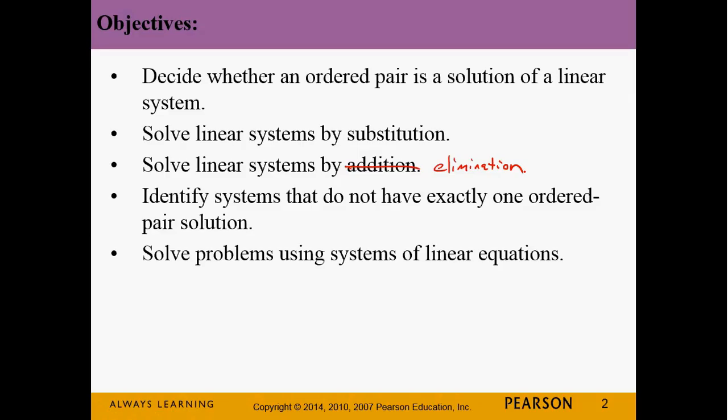Identify systems that have one solution, identify systems that have more than one solution, identify systems that have no solution. Okay? And then lastly, do one random problem. It has nothing to do with systems of linear equations. It's just kind of a random break-even problem for cost analysis. I don't know why it's in this section, but we're going to do it anyway because it's a good problem.